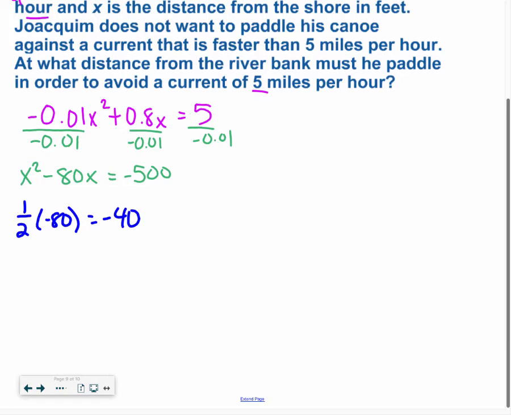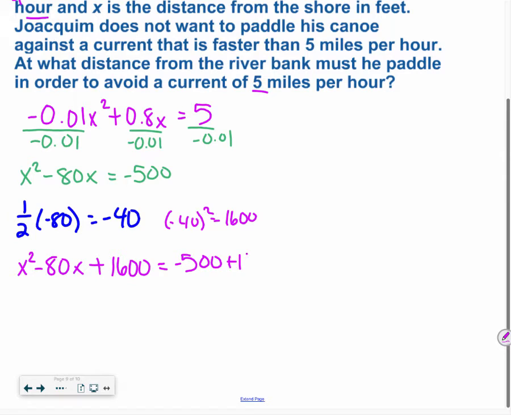So then my equation looks something like this, where I have x squared minus 80x plus negative 40 squared, which is 1600, equals negative 500 plus 1600. So this becomes x minus 40 squared equals 1100.